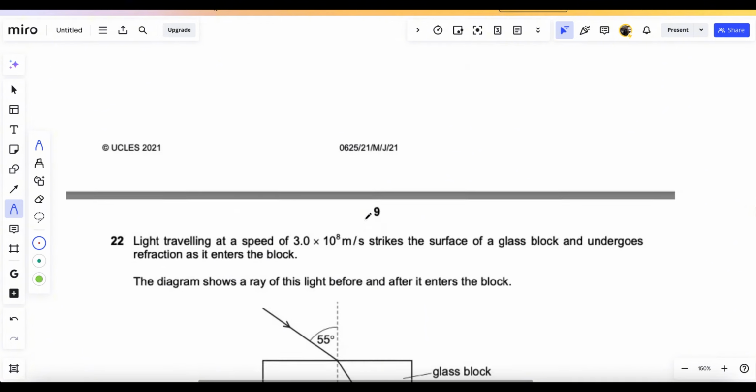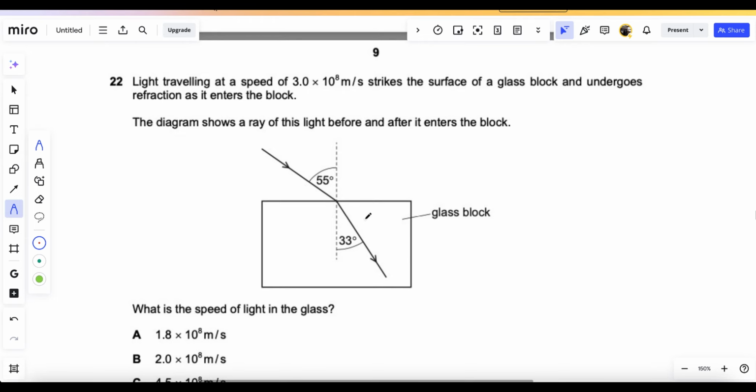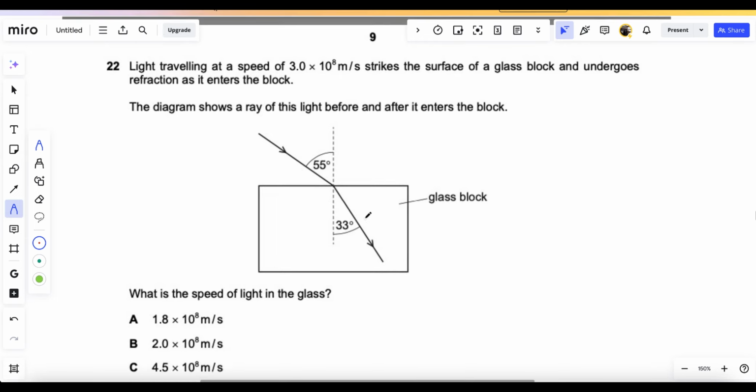Now let's go to question 22. 22 might be a little bit of calculation, and we will see how that takes us. Light is traveling at a speed of, so this speed of light, VA, speed in air, is a constant value, 3 times 10 to the power of 8 meters per second.